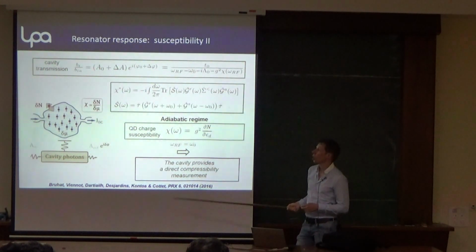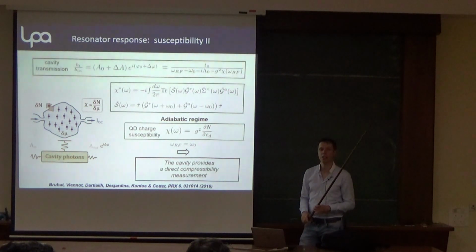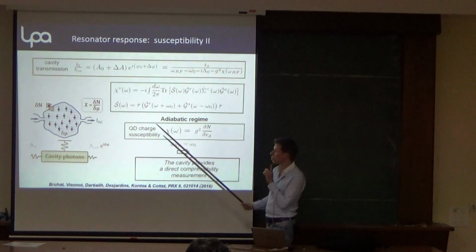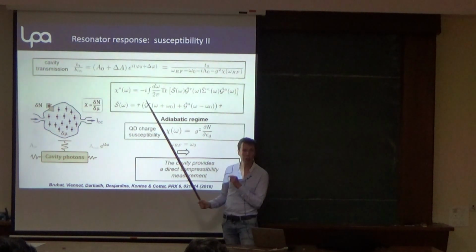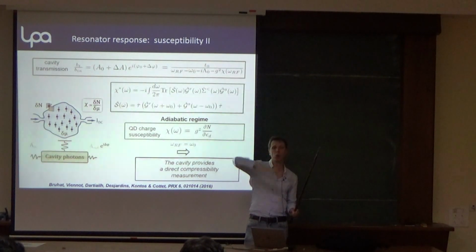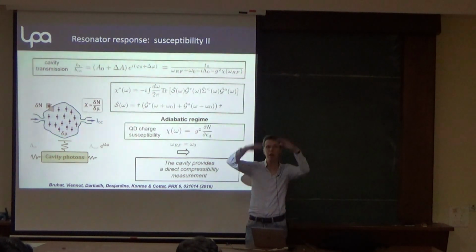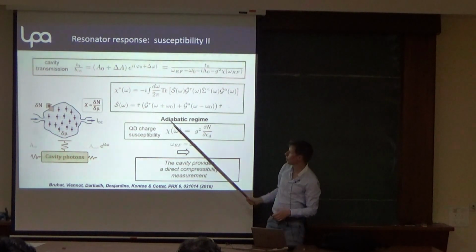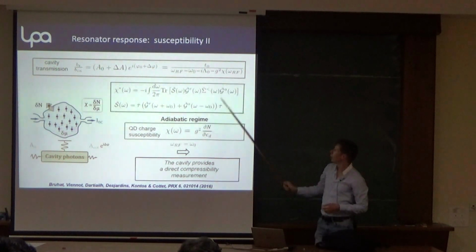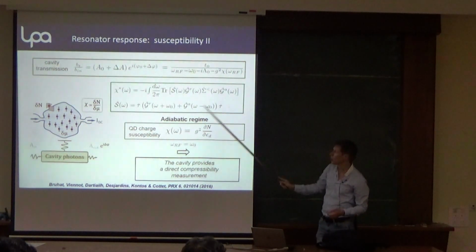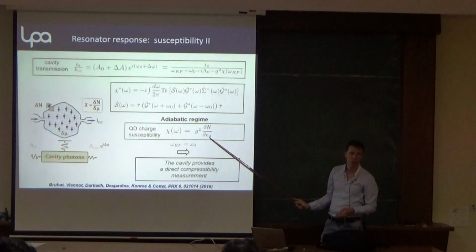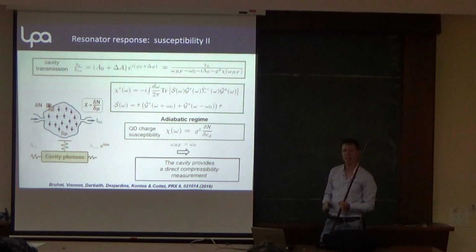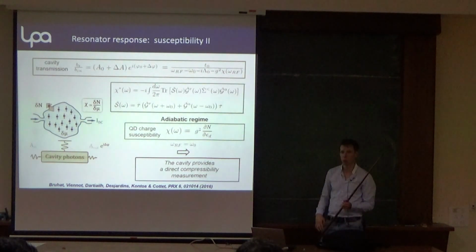In this case, you might think that the cavity measures essentially the same as the conductance, but it's not true. What it measures is the compressibility of the system, because the cavity changes adiabatically the chemical potential of the conductor. Essentially, the charge susceptibility of the system becomes directly the compressibility of the system, which means that the cavity provides a direct measurement of the compressibility.